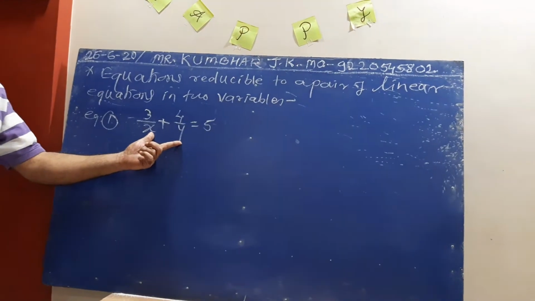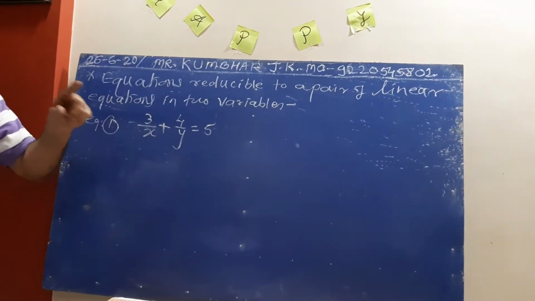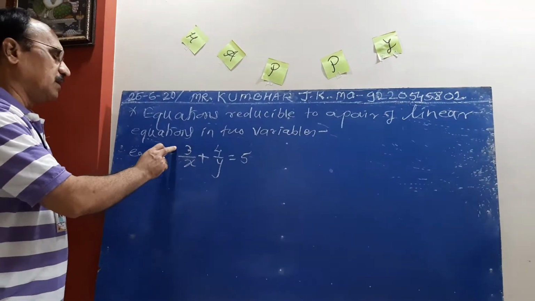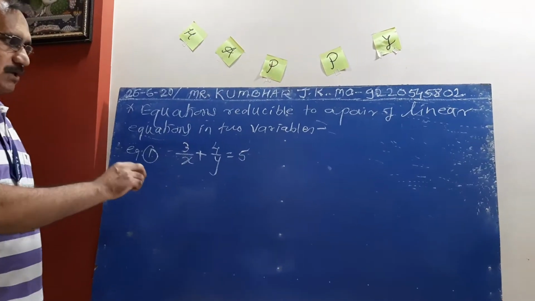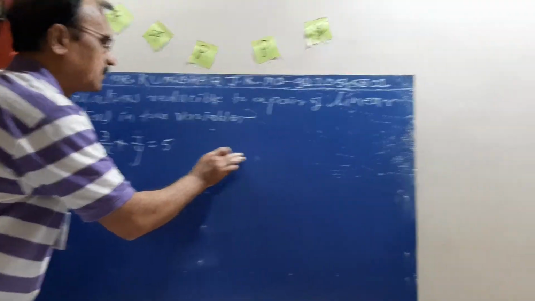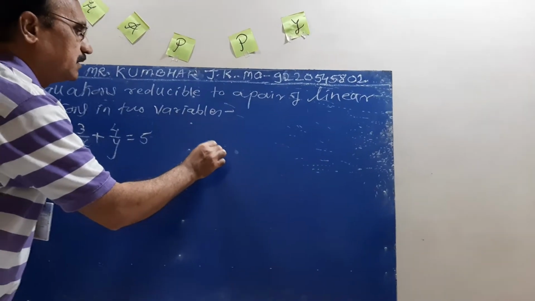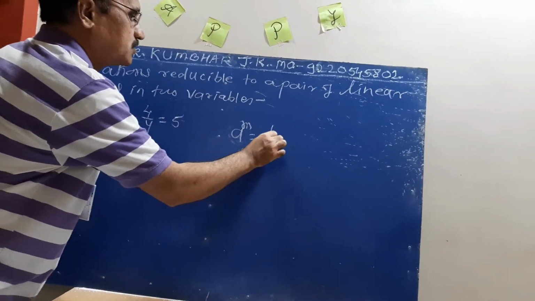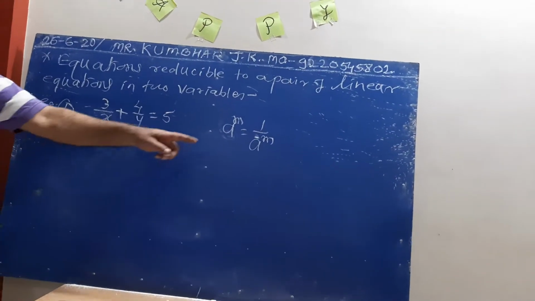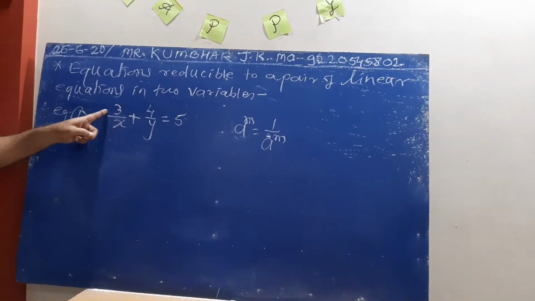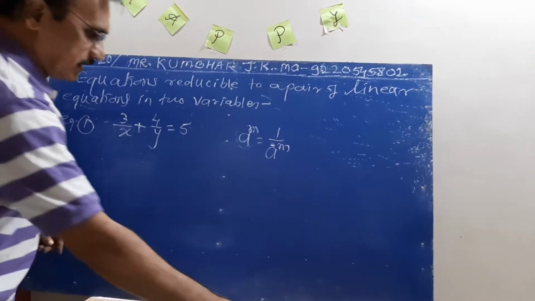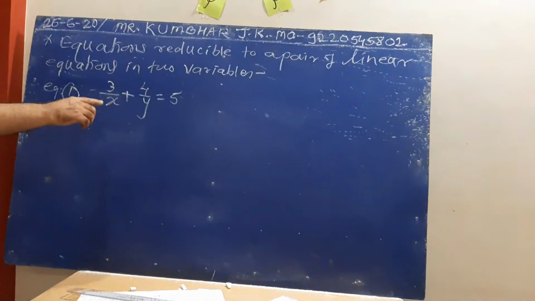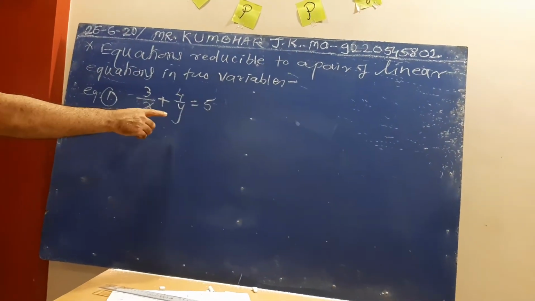There are two variables, but we know the index of both variables should be 1. Here x and y are in the denominator. If we take x to the numerator, it becomes x raised to minus 1, by the rule of indices: 1 upon a raised to m is equal to a raised to minus m. That means the given equation is not a linear equation in two variables. Now we have to convert this equation into a linear equation in two variables.